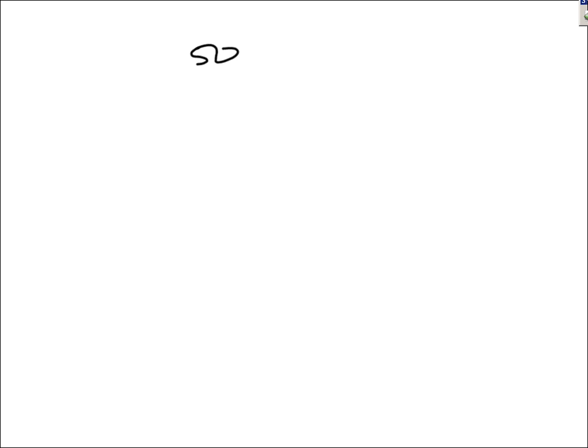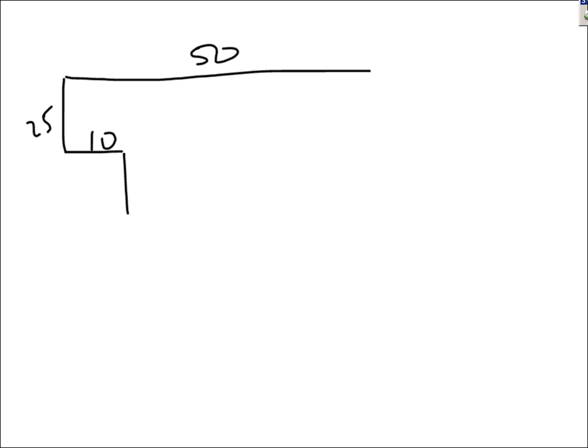This is said to be 50. I don't know why the line didn't come. That's 50. This piece is 25. Say this piece is 10. And this piece up down is 15. And then we have another 15.